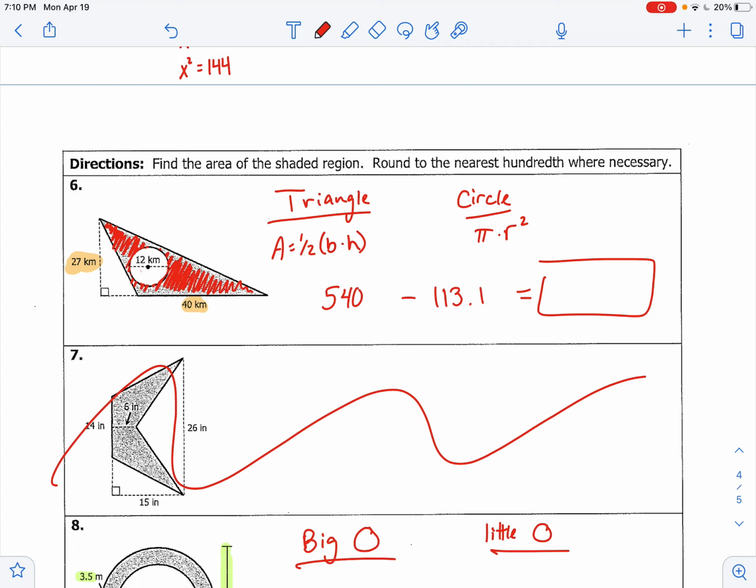And then I need to find the area of that circle, pi r squared. Well, they give us the diameter is 12. So we end up with pi times 6 squared, or 36 pi. And I would just subtract those two numbers, 540 minus 113.1, to figure out the total area of that one shaded region. And that's about 426.9 square kilometers.